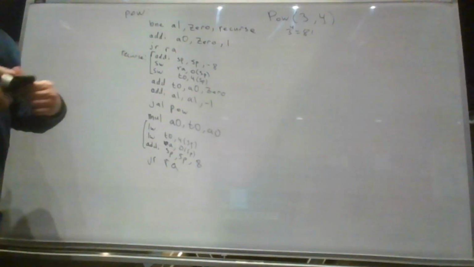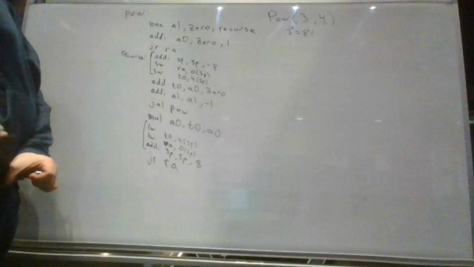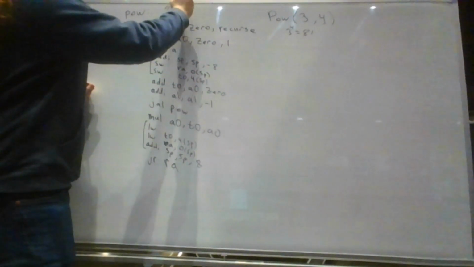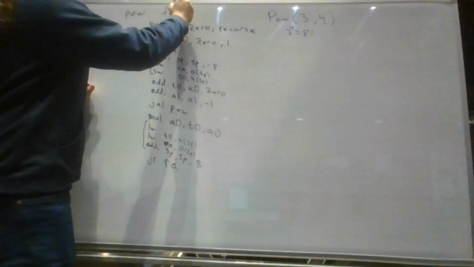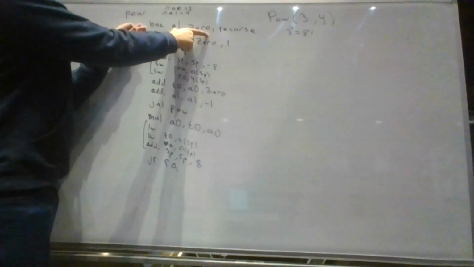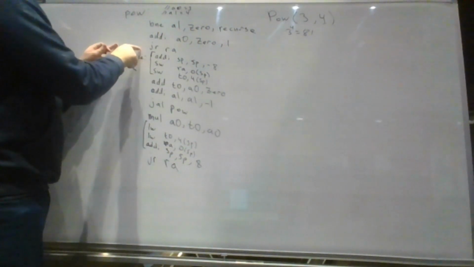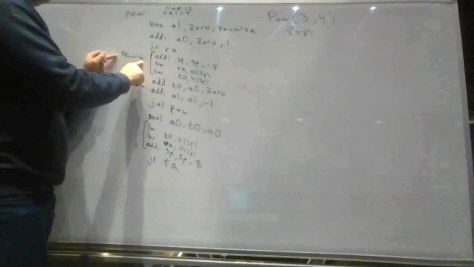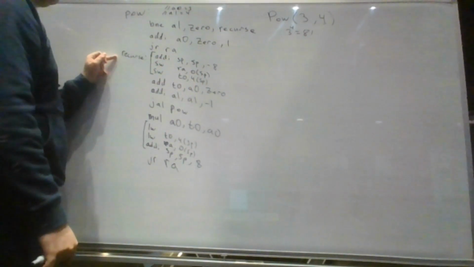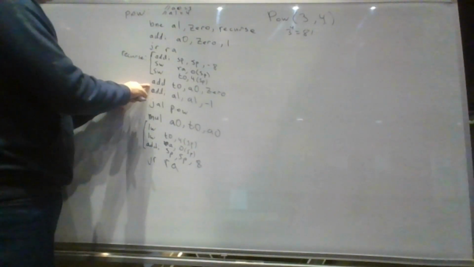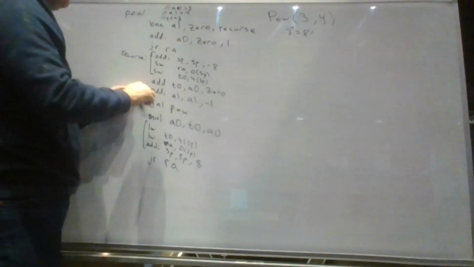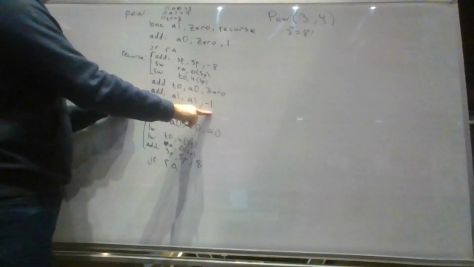Oh boy. So let's run through it quickly. Initially, A0 is going to be the value 3, and A1 is going to be the value 4. So we enter. It's not 0, so because it's not equal to 0, we branch over here to the recurse label. And so we make room on the stack to store RA and T0. After this, T0 is going to hold the value of 3. That's our base. We're going to decrement A1.